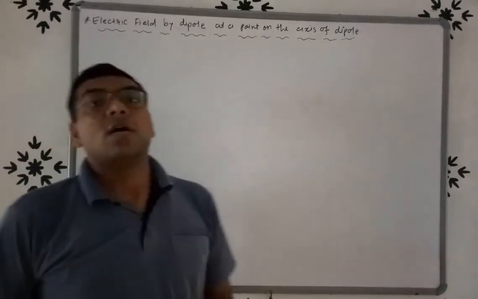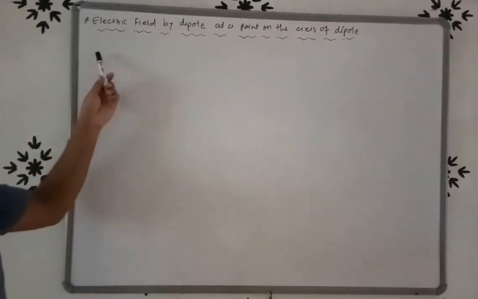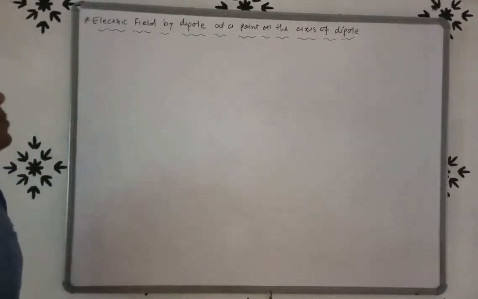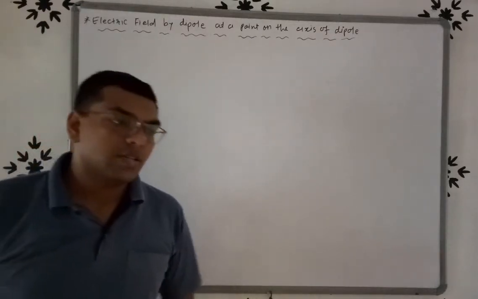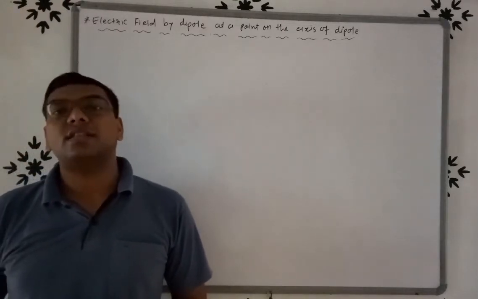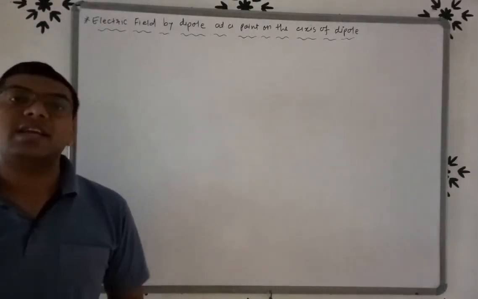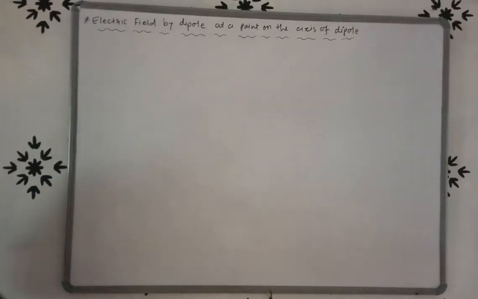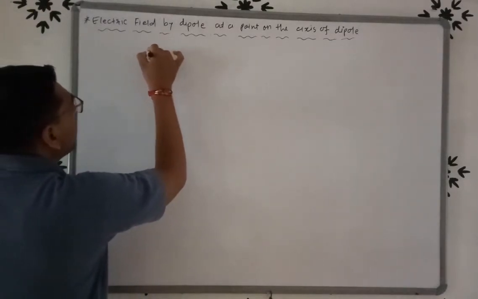Now, find out the formula of electric field by a dipole at a point on the axis of the dipole. Right. So, this is the question which will be asked for 3 marks. We have to find out the formula of electric field by the dipole at a point on the axis of the dipole. Right. So see friends, this is the dipole like this.